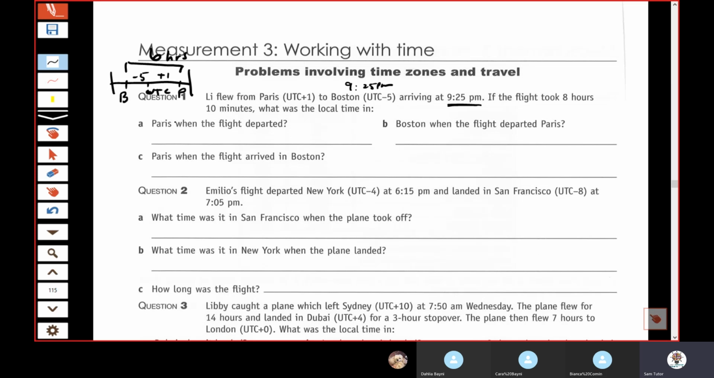Okay, so what was the time in Paris when the flight actually departed? Well, if you arrived at 9:25 p.m., first you've got to subtract the time it took to actually fly, right? Because you want to work out what time you departed. So you've got to take away the flight duration. So 9:25 p.m. minus 8 hours and 10 minutes equals 1:15 p.m.